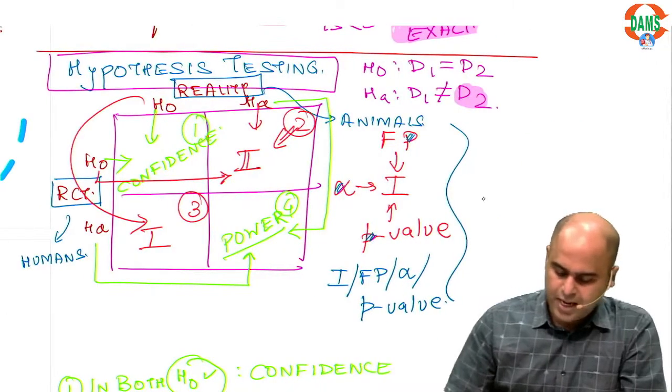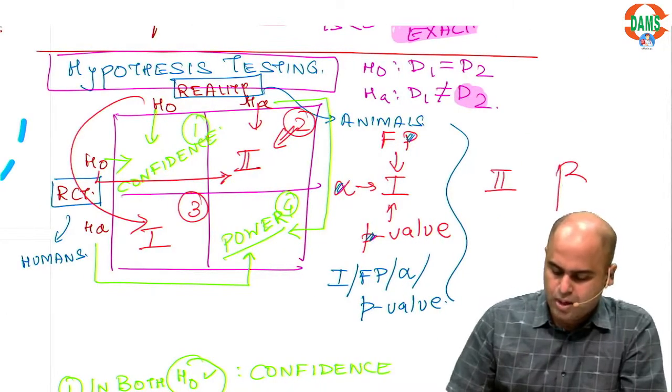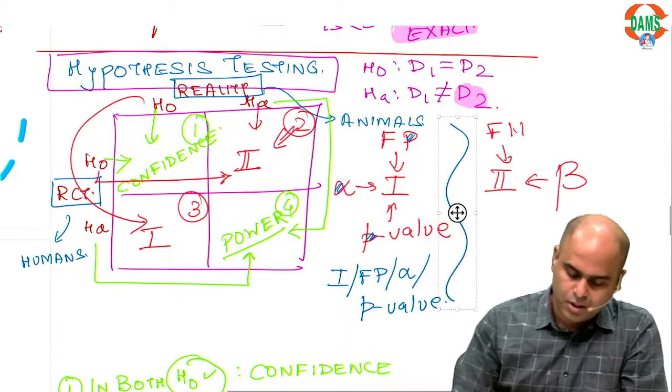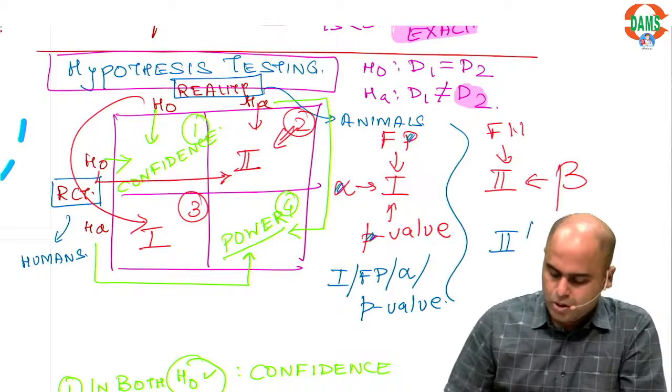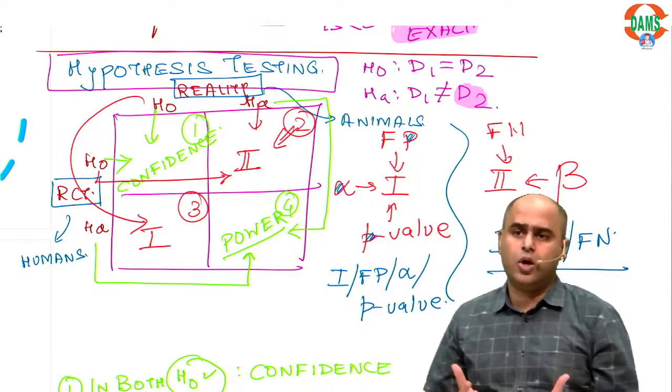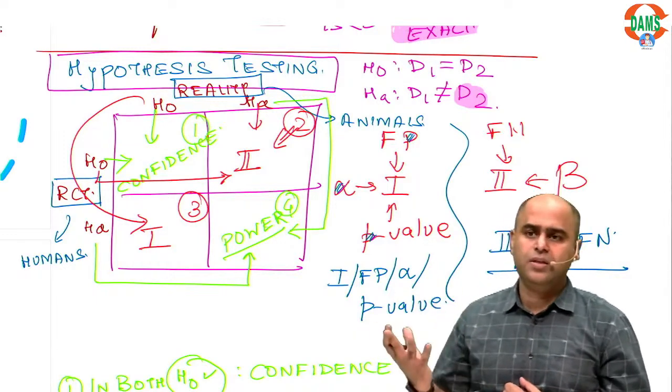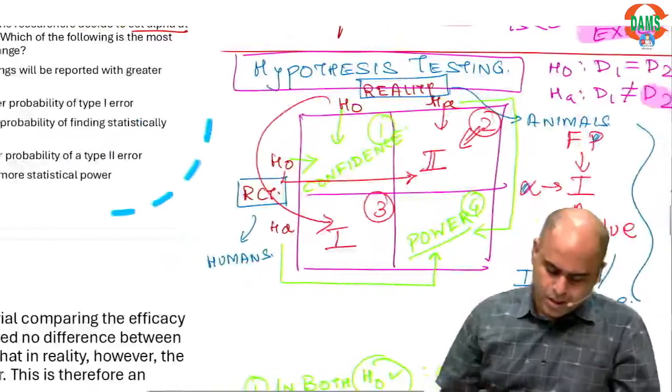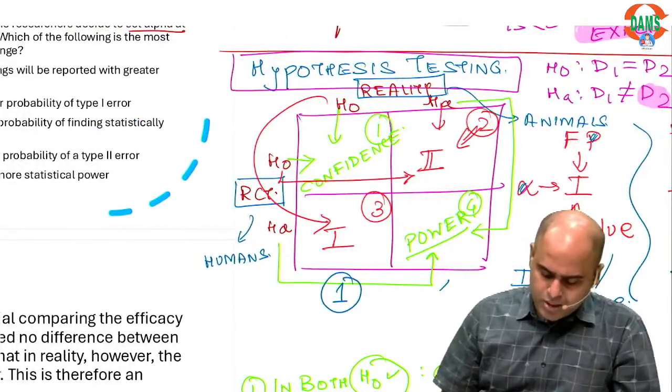Whereas type 2 is also called beta, also called false negative. These are easy ways to remember the synonyms. I hope I am clear with this. Done. Over. The sum total is 1.